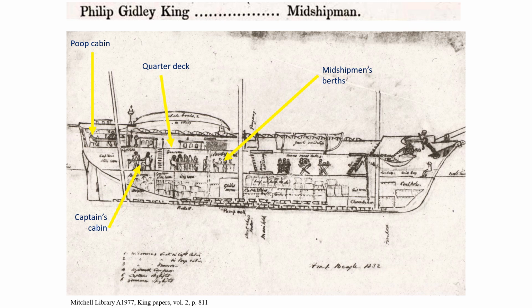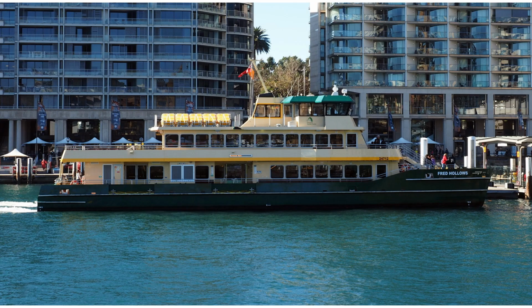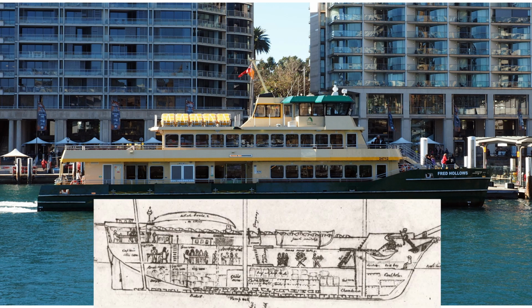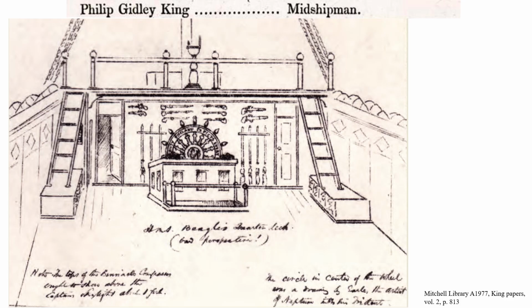And here we have an indication of the size of the Beagle. It was only 27 metres long. For comparison, here is a modern Sydney ferry. And here is the Beagle, which was 8 metres shorter than the ferry. Here is P.G. King's view of the Beagle's quarterdeck, looking towards the poop cabin. Here's the skylight over the captain's cabin, immediately in front of the ship's wheel. And here's the door into the poop cabin.